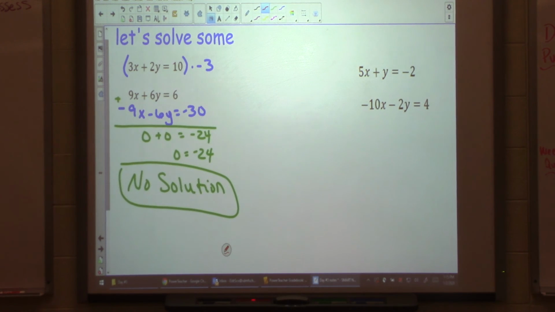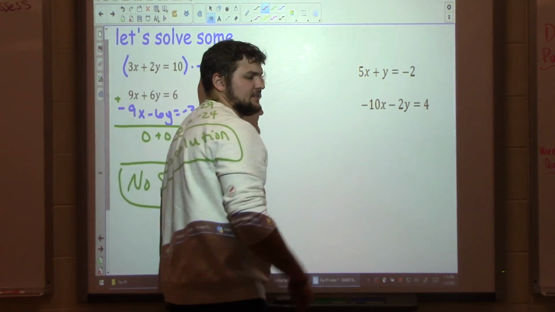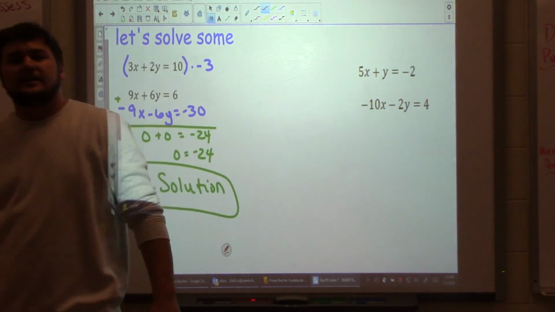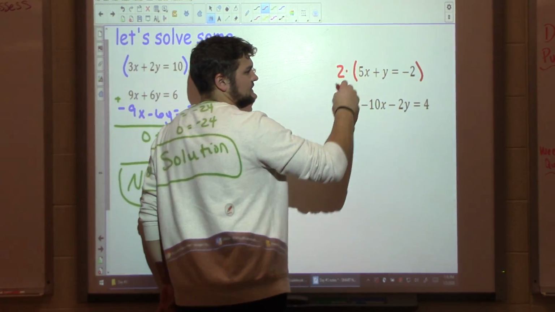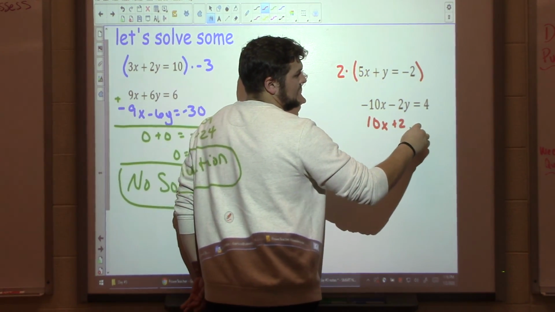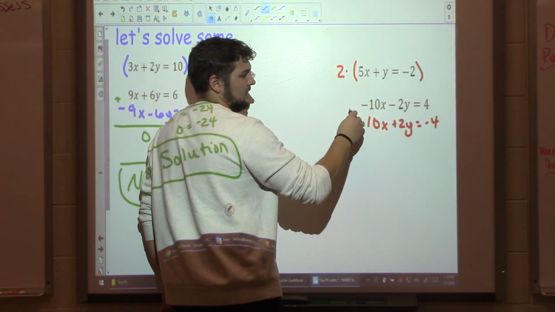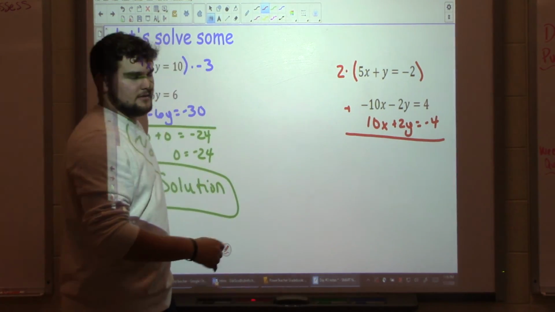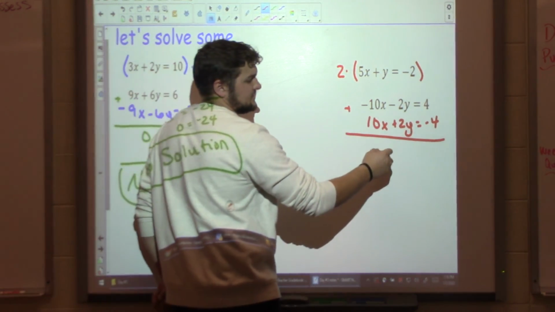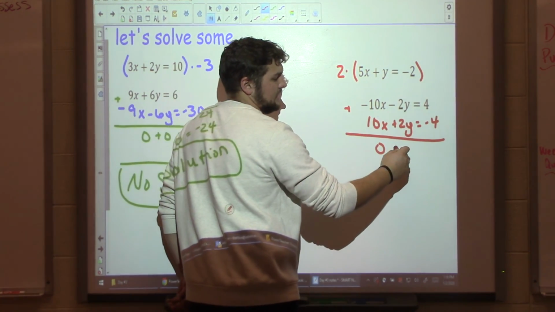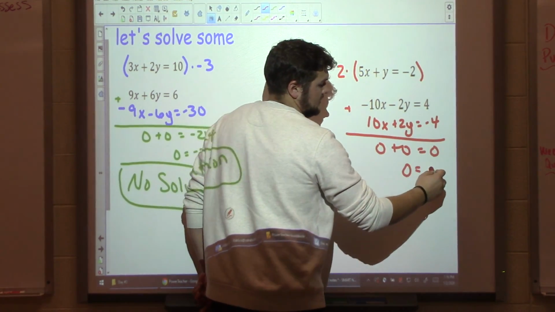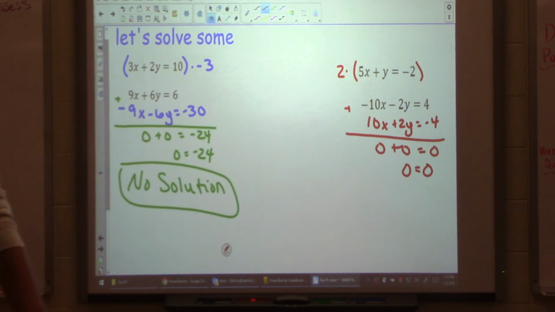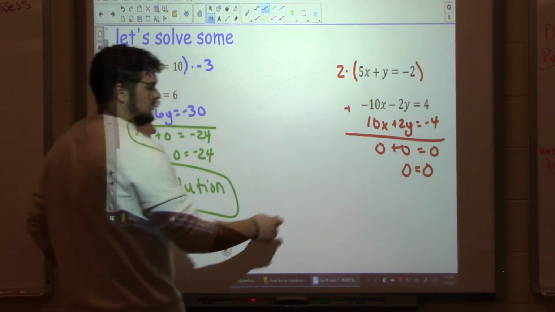Let's look at the second one. 5x plus y equals negative 2, negative 10x minus 2y equals 4. Let's try and get rid of x over here. I have 5x and negative 10x. What can I multiply 5x by to get to positive 10x? 2. So I'm going to multiply this whole thing by 2. 10x plus 2y equals negative 4. I go to combine and eliminate. Negative 10x plus positive 10x is 0. Negative 2y plus 2y, 0 equals 4 plus negative 4, 0. Does 0 equal 0? Yeah. Yes, infinitely many solutions.